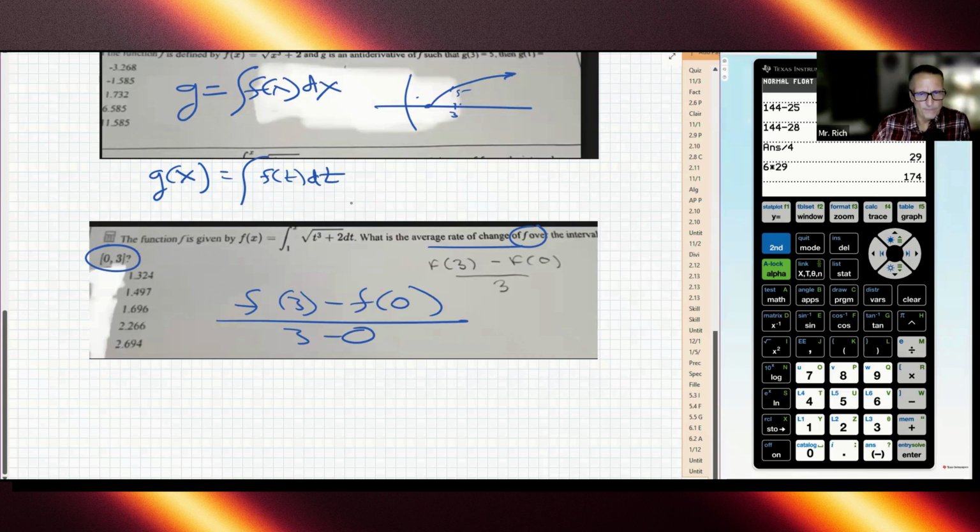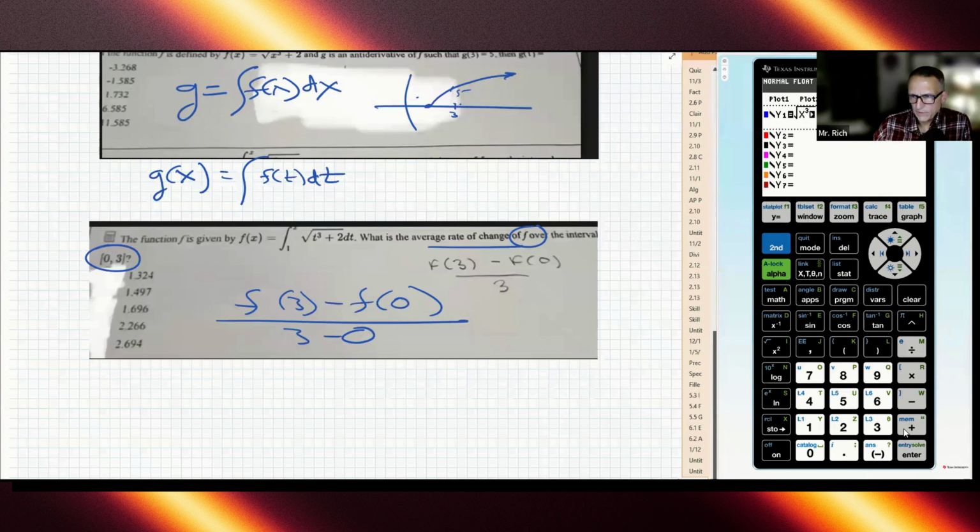So what I'm going to do is I'm going to come over here, Taylor, and I'm going to put that function, the square root function, into my y1, and we'll call it x to the third up, and then underneath the radical is a plus 2. So it's square root of x cubed plus 2. All right, I got that in there. And then I'm going to evaluate that from 1 to 3, right? f of 3 would be the integral from 1 to 3.